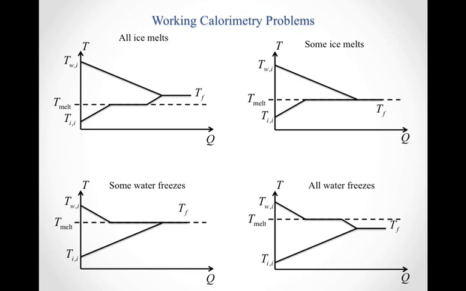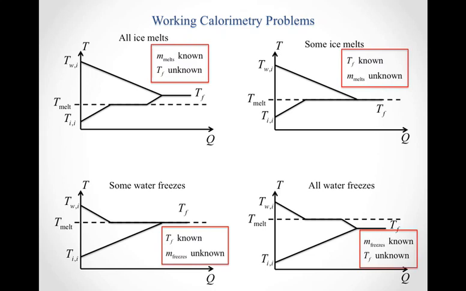So all of these are possible, and what we know and don't know depends on which of these things occur. If all of the ice melts or all of the water freezes, we know the mass of the ice that melts in this case, or the mass of the water that freezes in this case, it's all of the ice or water that we started with, and what we don't know is the final temperature.